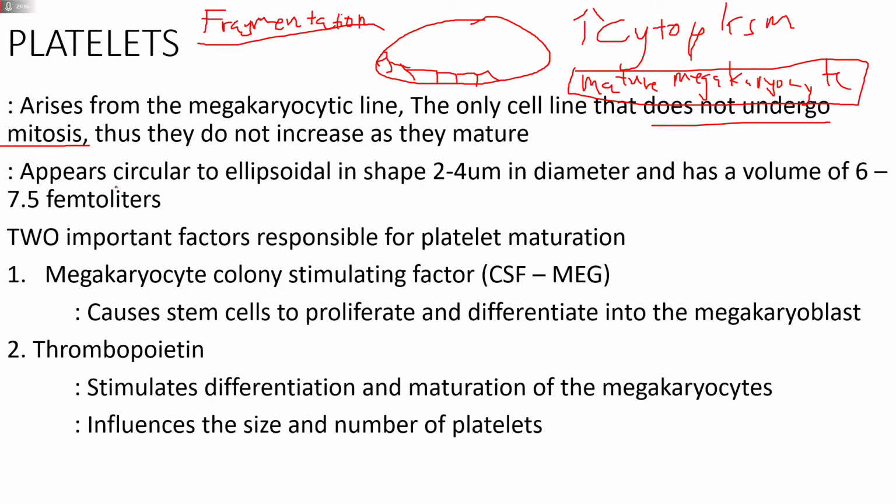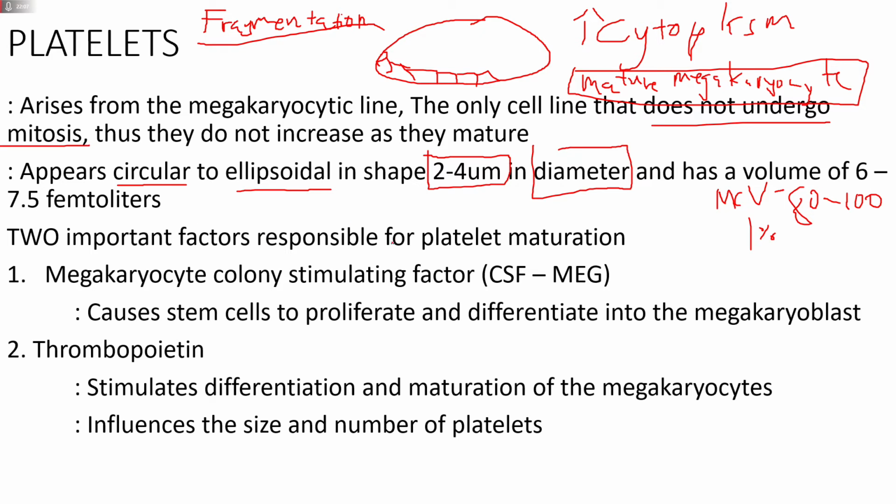Now, your platelets, class, could appear circular to ellipsoidal in shape and has a size of 2 to 4 micrometers in diameter and has a volume of 6 to 7.5 femtoliters. Now, compared mo siya sa red blood cell, which has a normal MCV of 80 to 100, sobrang liit niya, around less than 1% of the size of your RBC. So again, your platelets would appear circular to ellipsoidal, has a size of 2 to 4 micrometer in diameter, and has a volume of 6 to 7.5 femtoliters.